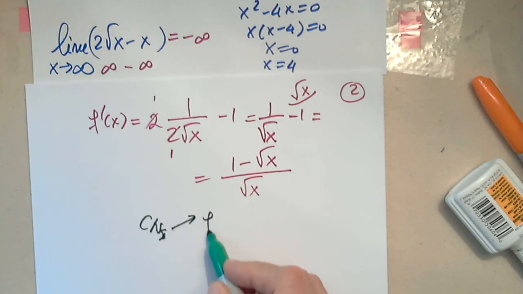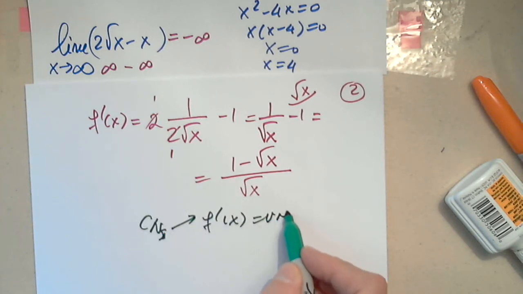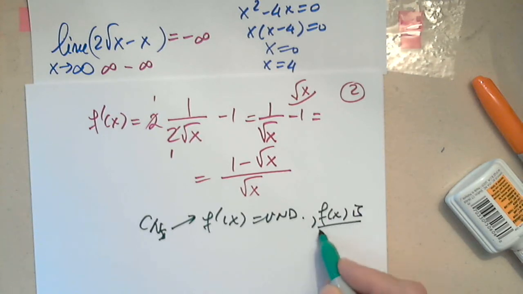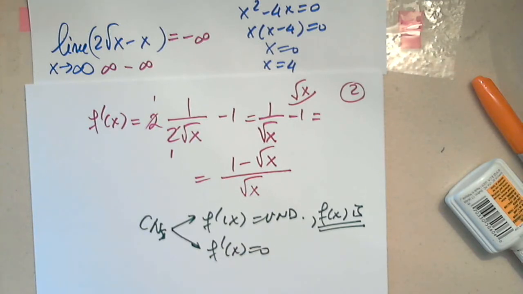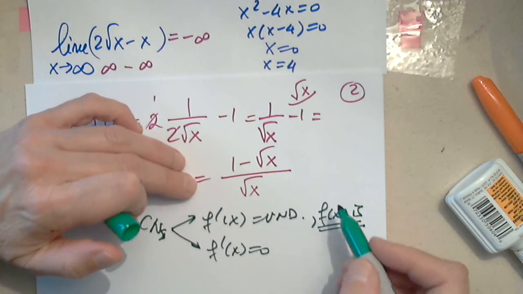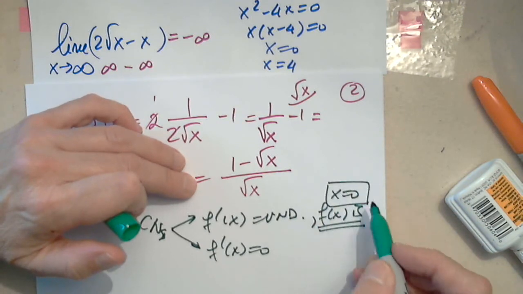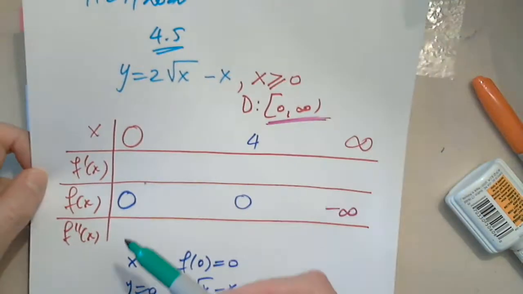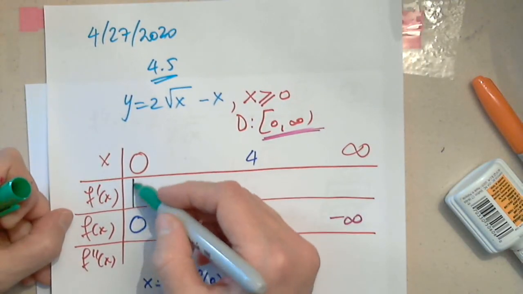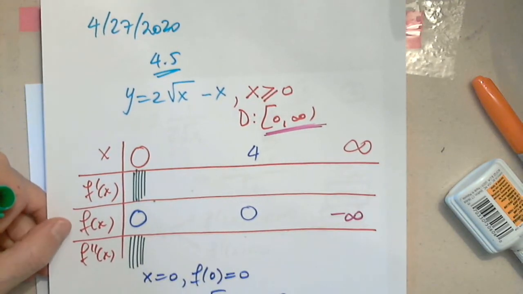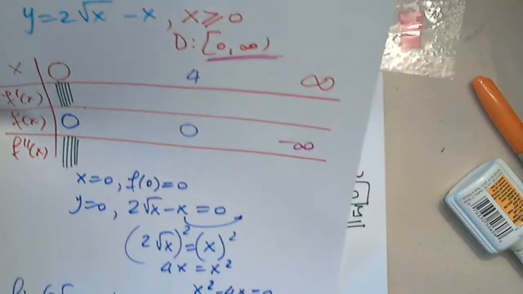One, when f prime is undefined, and the function is defined. And the second option, f prime of x equals 0. Looking at this, I will say it's undefined when x is 0. That's a critical number, because the function is defined at that point. So if the first derivative is undefined, the second derivative will be as well.